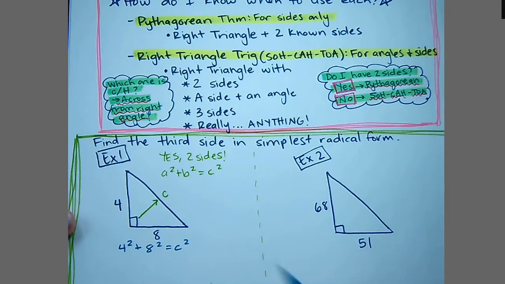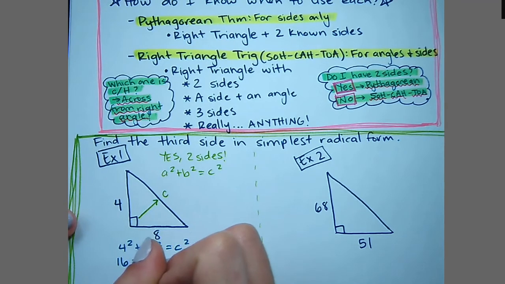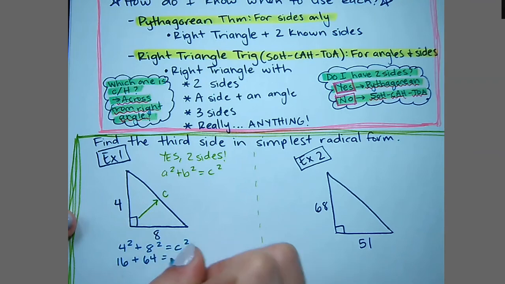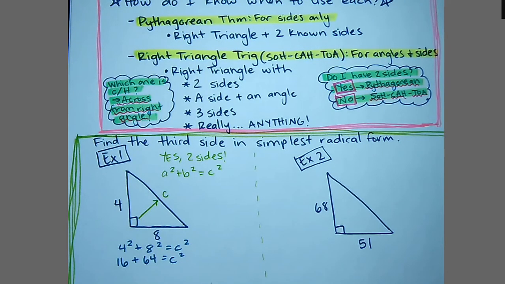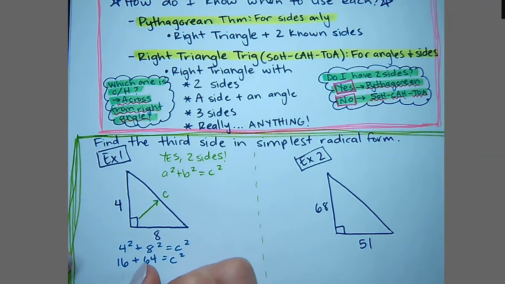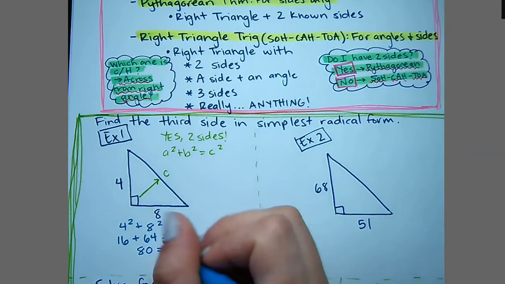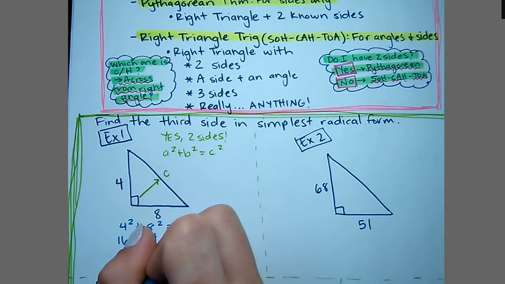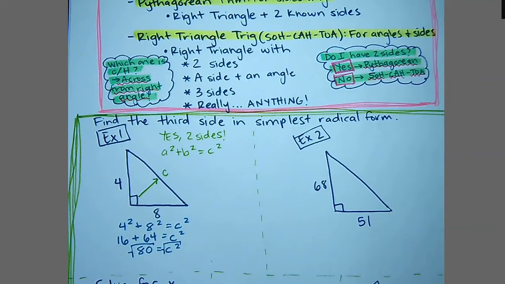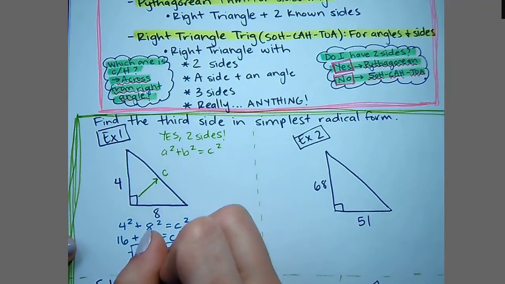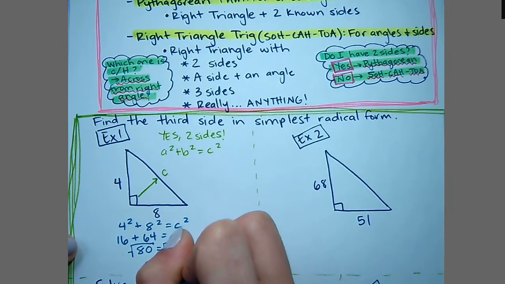Okay, 4 squared is 16, 8 squared is 64, and this is going to equal c squared. So we're going to do 16 plus 64, which is going to give us 80. And then c is being squared, so to get it by itself, we're just going to take the square root of both sides. And we don't need to take the negative of the square root because we're looking at side lengths, so that can't be negative. So c is going to equal the square root of 80.